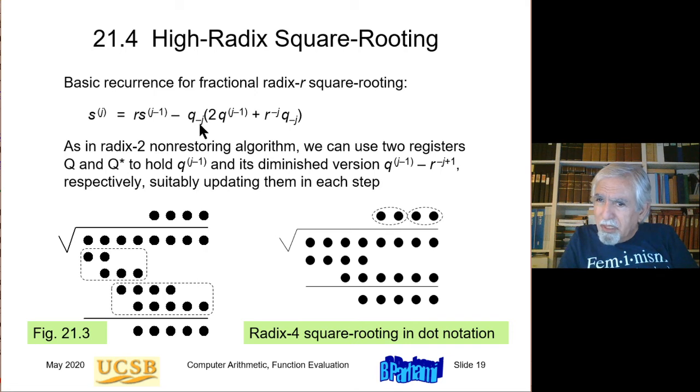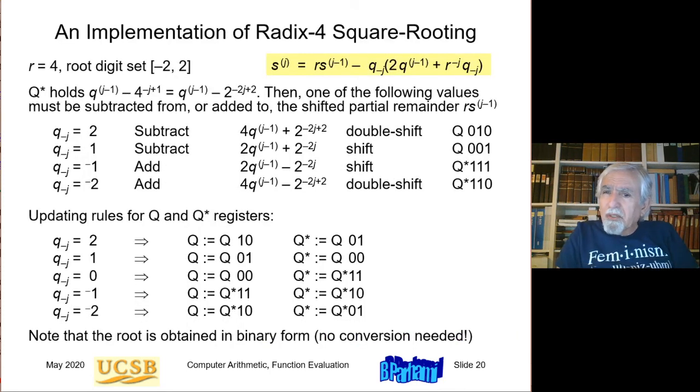Okay, so this quotient digit is now 3, and it's not as easy to form this term that is to be subtracted. So we use tricks similar to what we had for division. For example, we can do radix 4 square rooting, with digits ranging from -2 to 2. Okay, so here is an algorithm. I just show it to you without justifying the details.